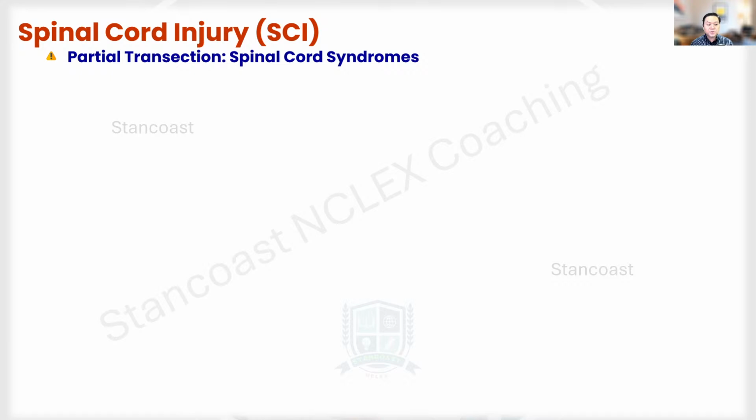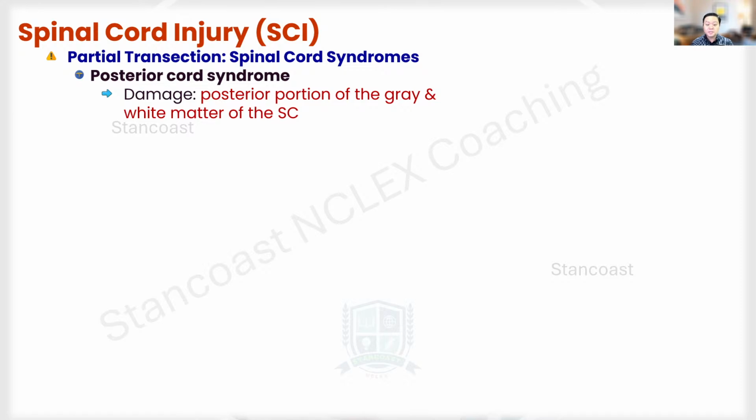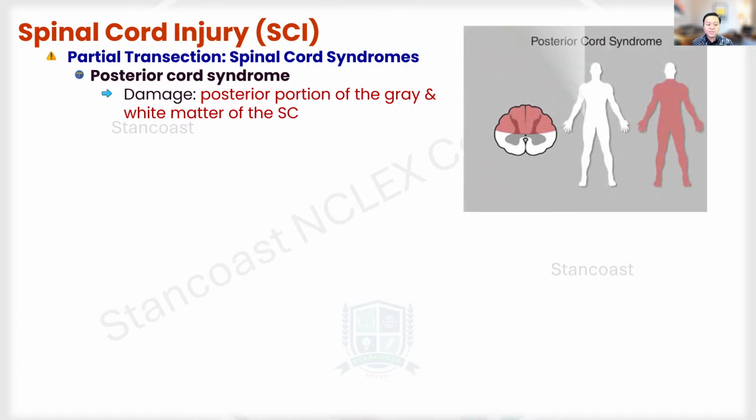Now let's move forward to the next part of our spinal cord syndromes. There's another one. We have the posterior cord syndrome. So what is this? The damage is brought into the posterior portion of the gray and the white matter. And so as we are going to look into the cross section of the spinal cord, look here, it is going to involve damage to the back portion of the spinal cord, especially the white and the gray matter, which will contain those nerve cells, nerve bodies. And for the white matter, they're going to contain the nerve fibers that carry the signals.